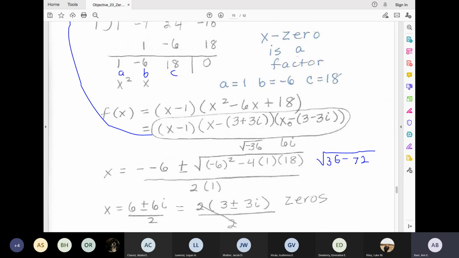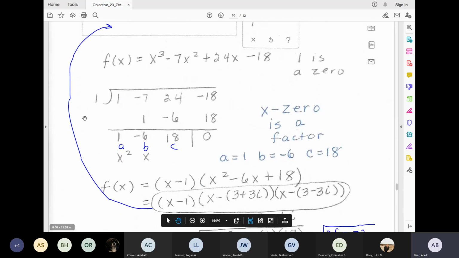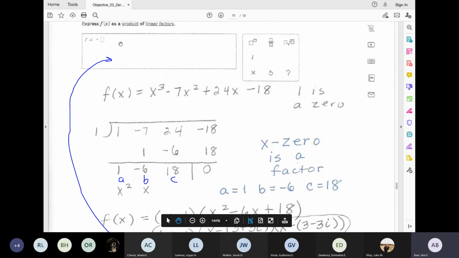Same thing over here, x minus the other 0, which is 3 minus 3i. We want the outside set for the factor, the inside set for the 0. And that is the answer. So I took this and made it go all the way up here into the answer box. Any questions about this particular topic?